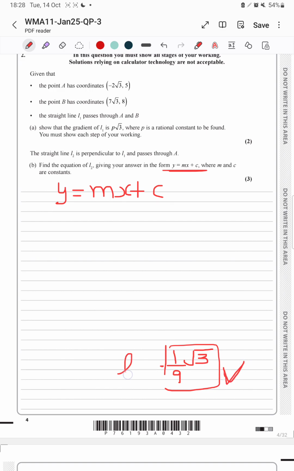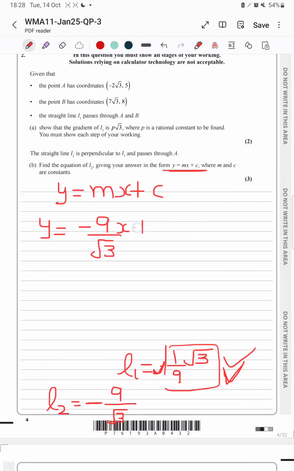Now what is the gradient? Here the gradient of L1 line is this one. So L2 gradient will be the negative reciprocal of this one. So that means it will be, now this is positive. So in our case it will be 9 over root 3. This is very important here. So it will be minus 9 over root 3. So I will say y is equal to negative 9 over root 3 x plus c.